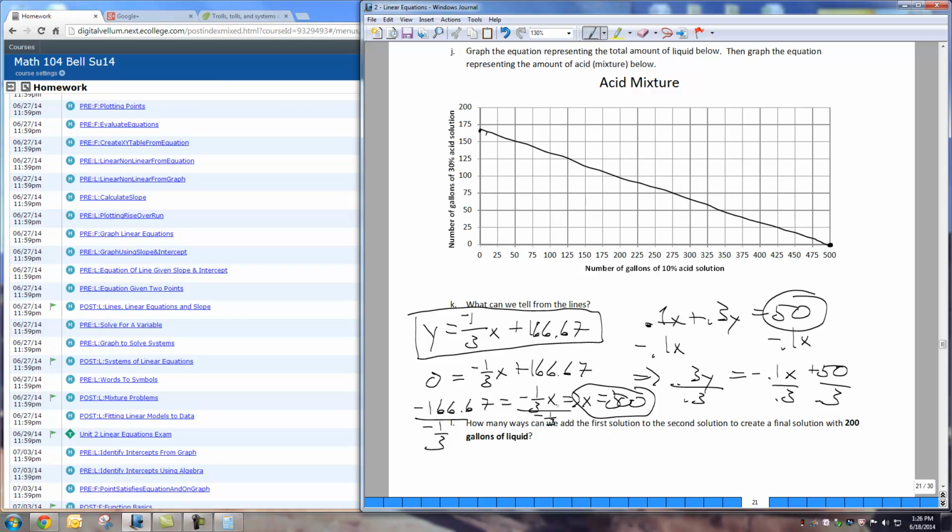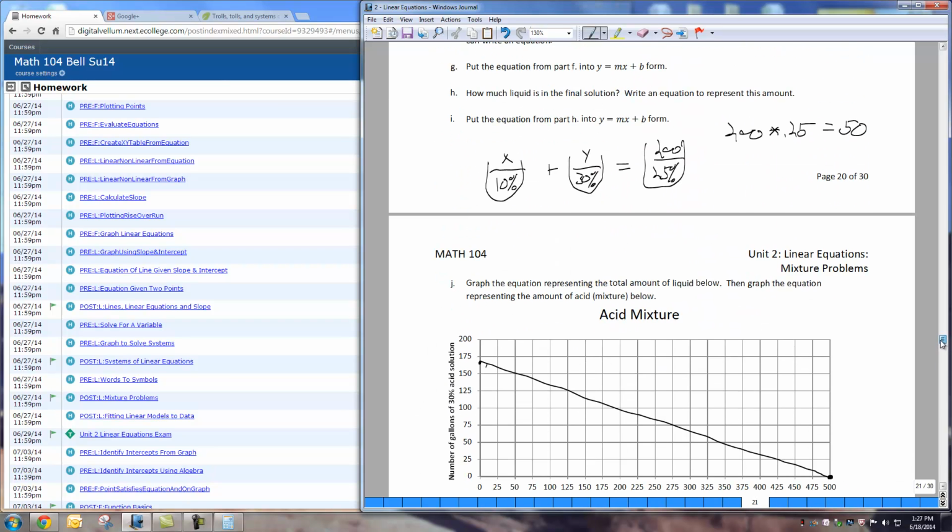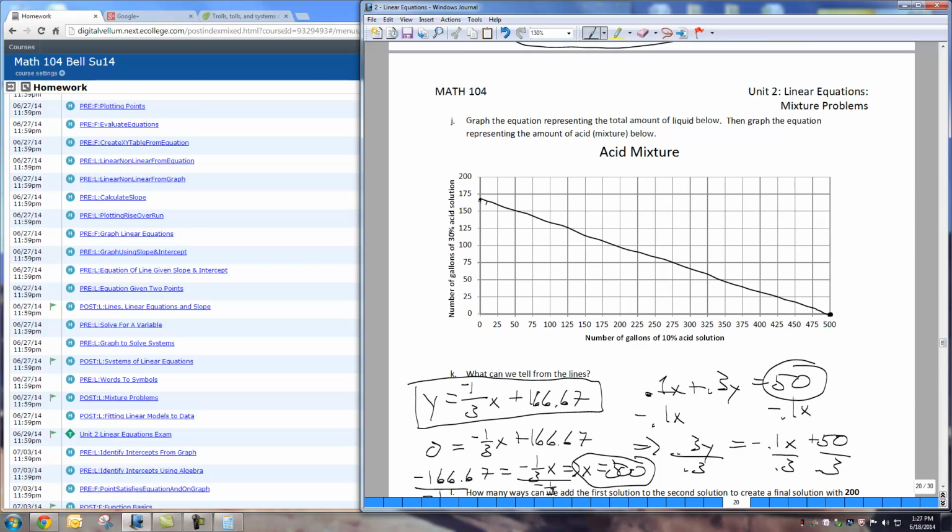All right? So let me rephrase what I said in the previous statement. There is an infinite way to come up with exactly 50 gallons of acid using these two mixtures. But if I'm only going to have 200 gallons of liquid at the end, there's only one way to come up with it. So let's go back and look at our values. I'm going to create a system of equations to solve this problem. It's definitely not 0 and 166.67, because that's not 200 gallons of liquid.